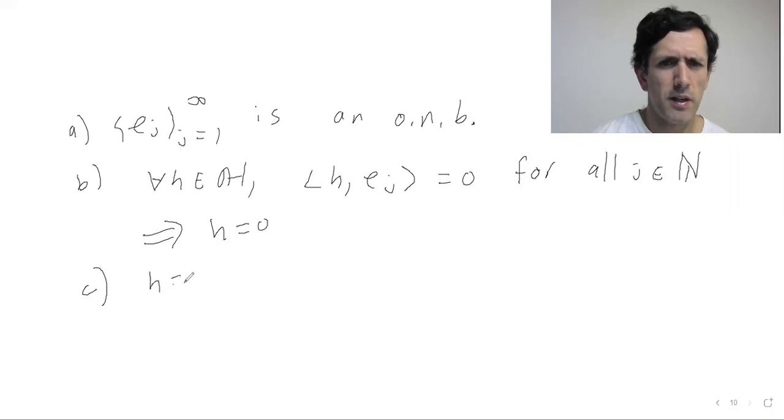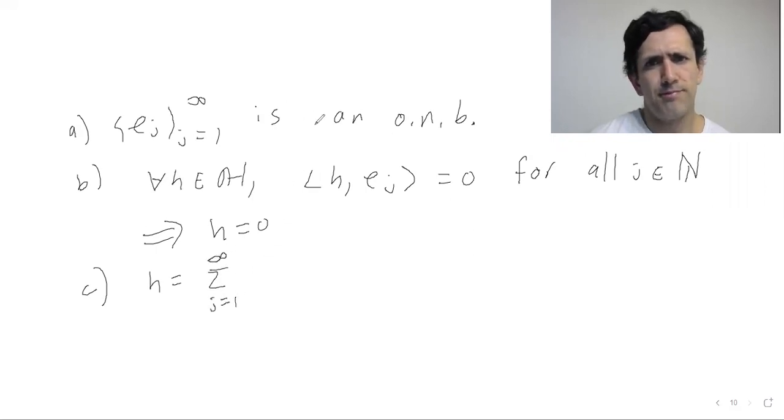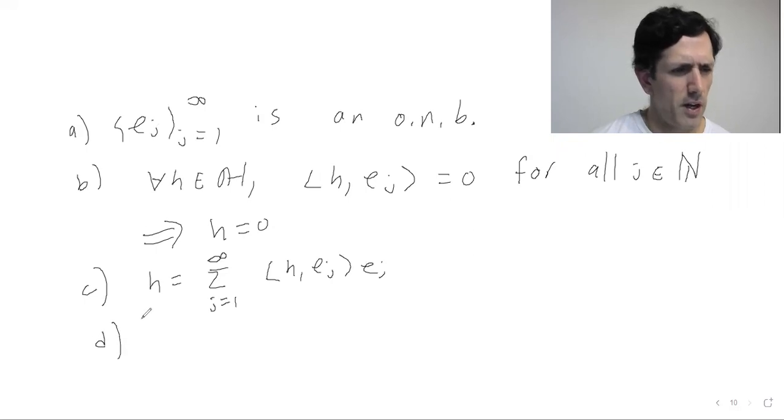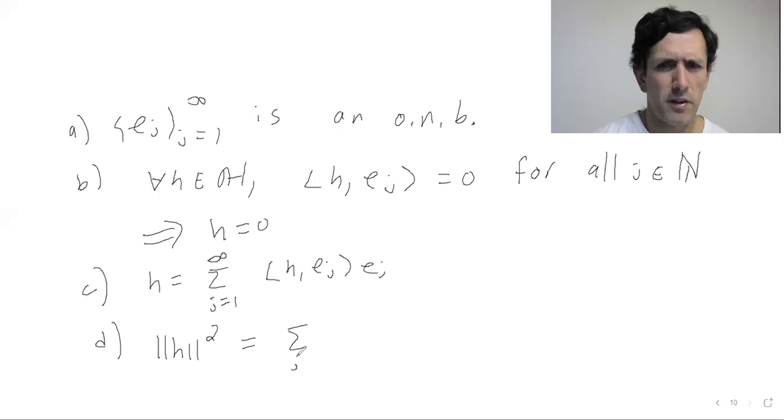C, for any H in your Hilbert space, you can write H in terms of your orthonormal basis as the sum of the inner product of H with EJ, times EJ. Two more. D, for any H in your Hilbert space, the norm is given by this sum here.